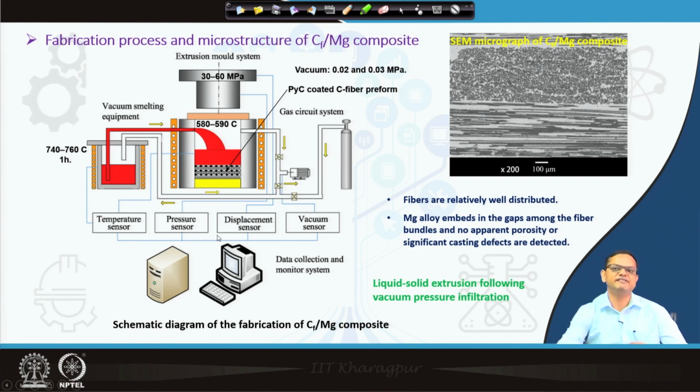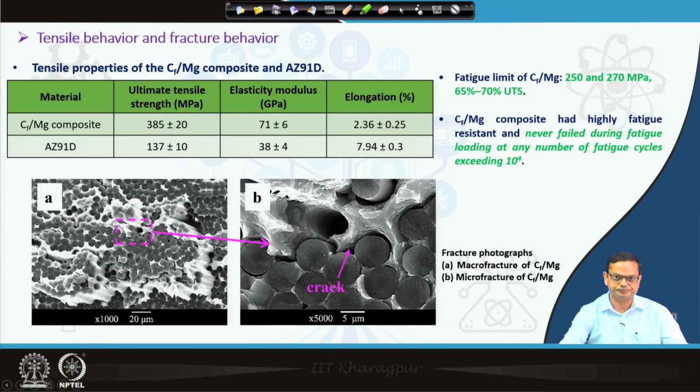So, there are certain advantages of processing using the semi-molten state. First of all, the reaction temperature is lower, so the chance of reaction and dissolution gets minimized. Secondly, it is not a completely liquid state, so the chance of having casting defects or solidification defects also gets minimized.